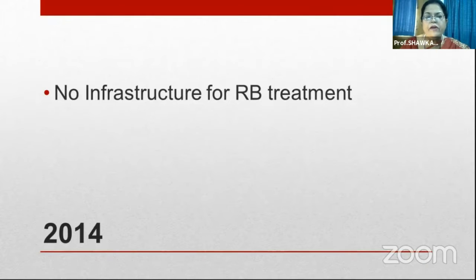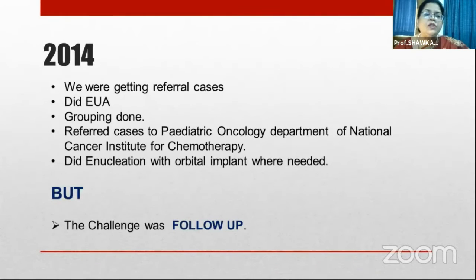So in 2014, when I came back from Center for Sight after doing a molecular oncology fellowship under Dr. Santosh Munawar, I found that there was no infrastructure for RB treatment in Bangladesh. And it was also the reason why I went to Center for Sight. So in 2014, we were getting referral cases. We did examination and staging and grouping. Then we referred those cases who needed chemotherapy to the National Oncology Department of the National Cancer Institute. And we did enucleation in patients like those I have shown you earlier.